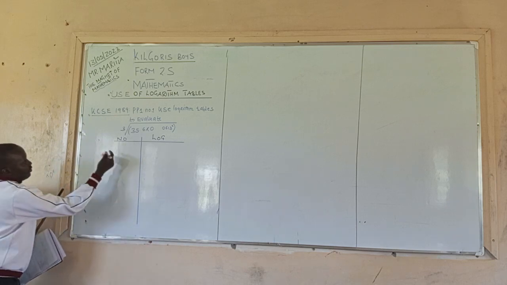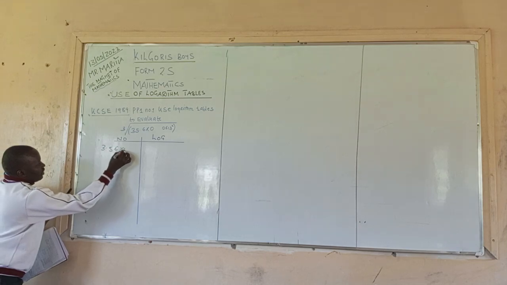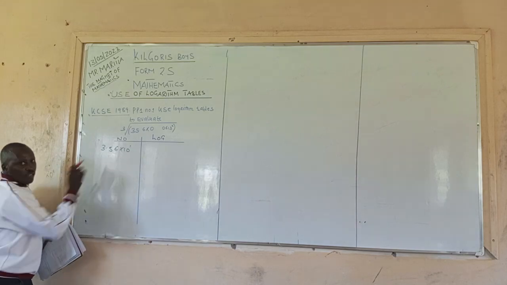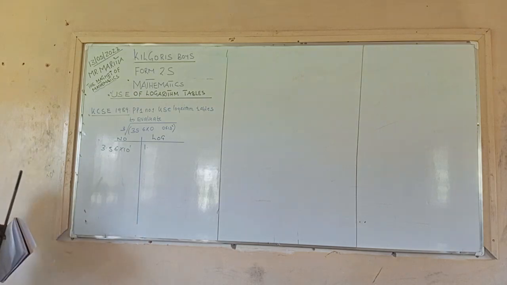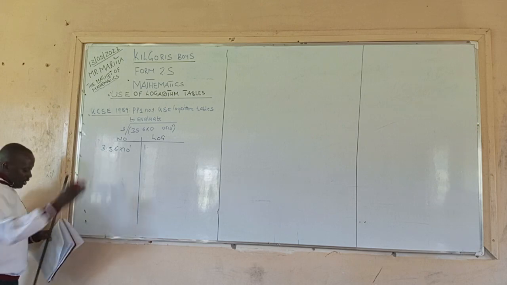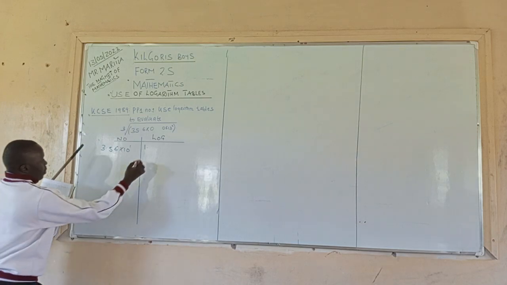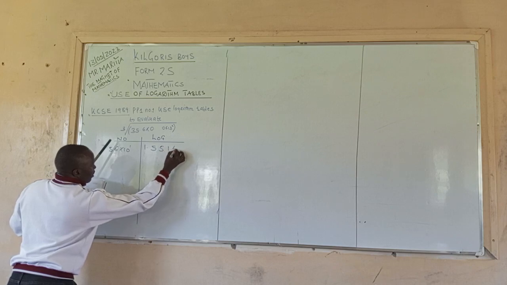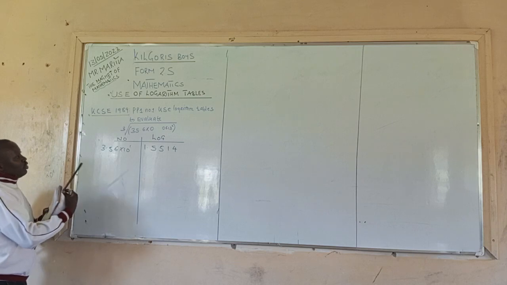35.6 in standard form, we write as 3.56 times 10 raised to positive 1. And therefore, this positive 1 is what we can have here. Then we read the logarithm of 3.56 from the table, which is giving us 5514.